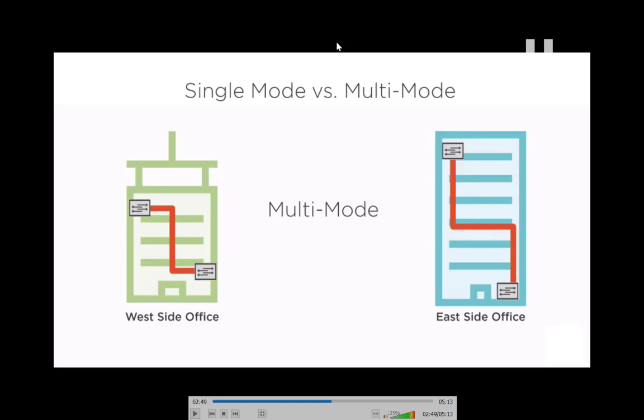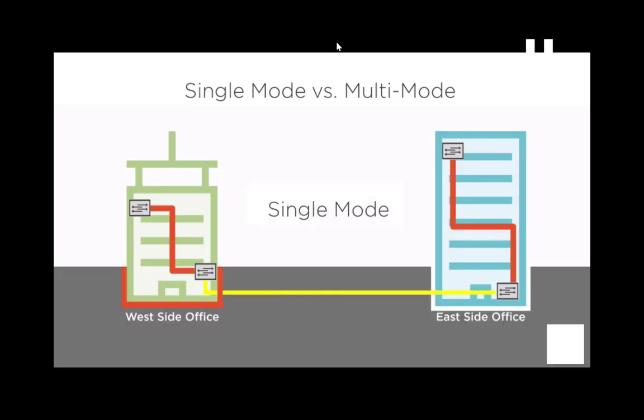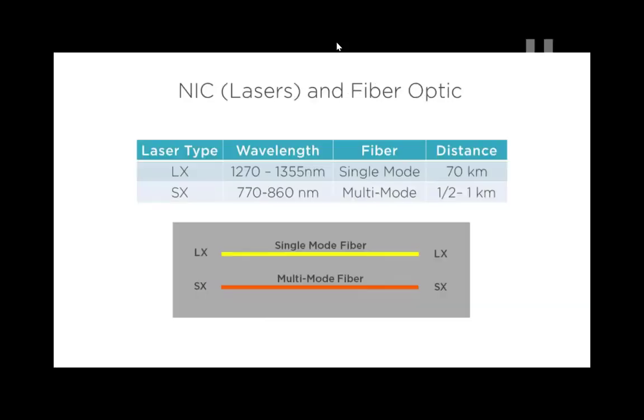Now if we want to connect the buildings to each other, what type of fiber do we use? In this case the distance is more than, let's suppose, 10 kilometers. So in this case we will connect the buildings with the help of single mode fiber. As you can see, the color tells us what type of fiber it is. The yellow color always tells us that the fiber is single mode.